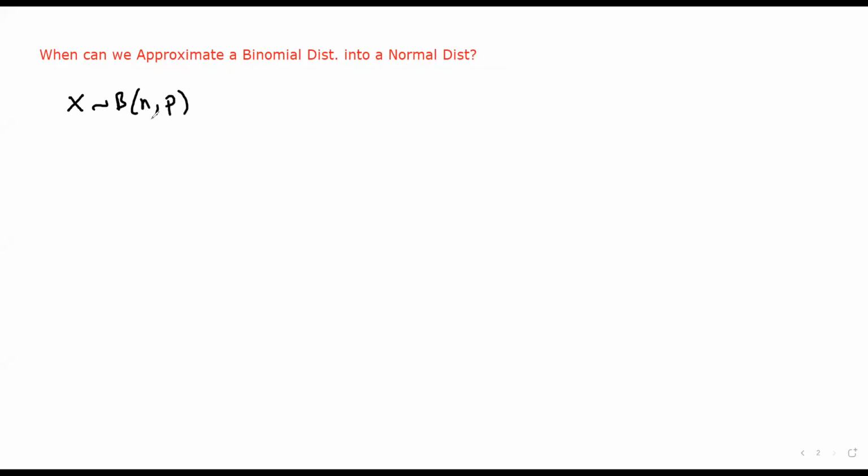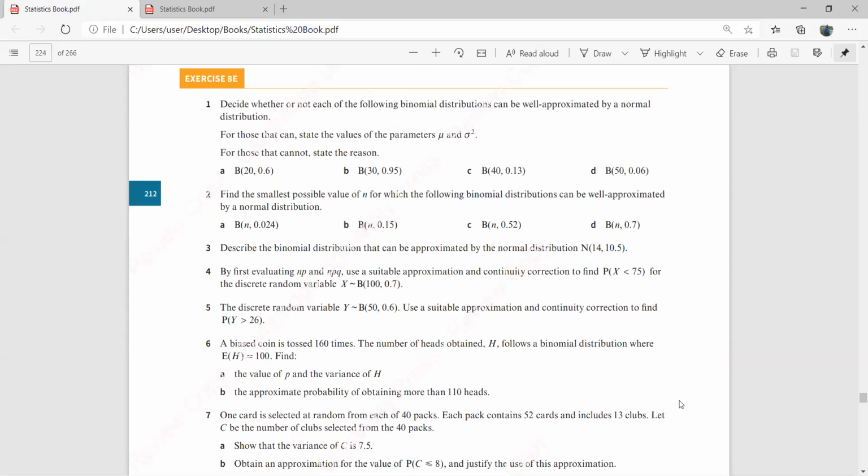The thing is that your data should be reasonably large enough so that you can use the normal distribution here. So the condition is that your np should be more than 5 and your nq should also be more than 5 if you really want to approximate your binomial distribution by a normal distribution. And for this, we have some questions here in the book. Let's try them. Look at this first question here.